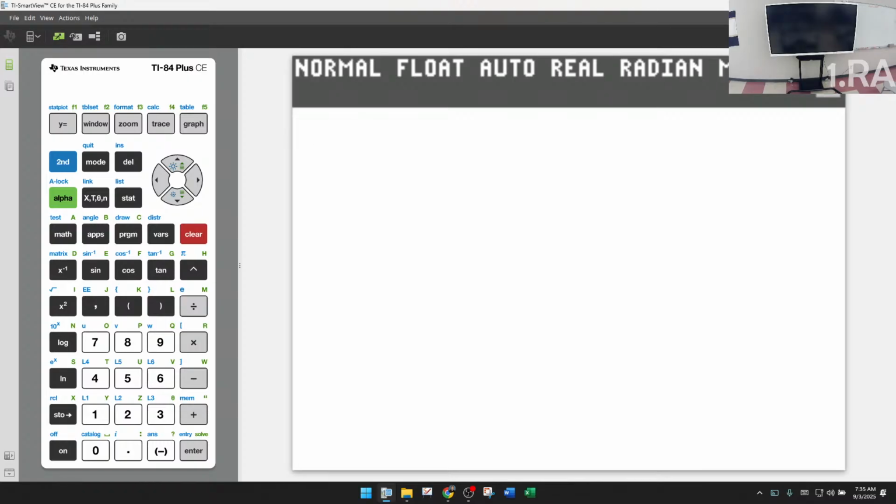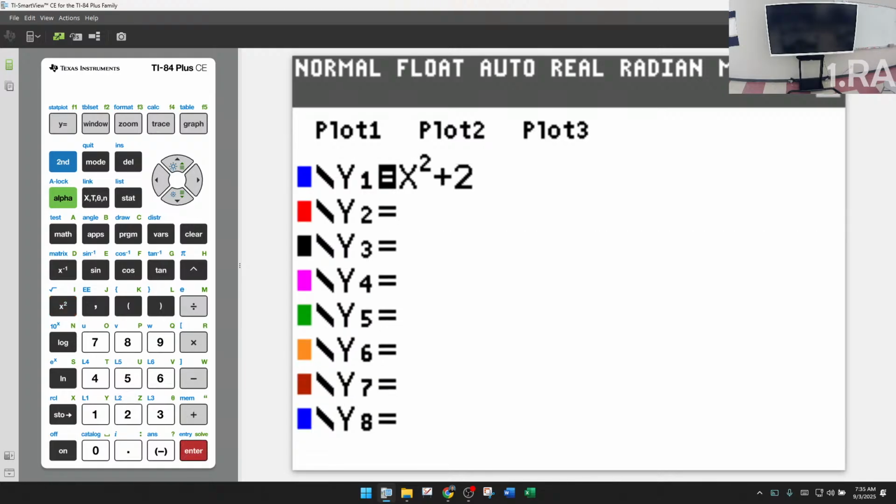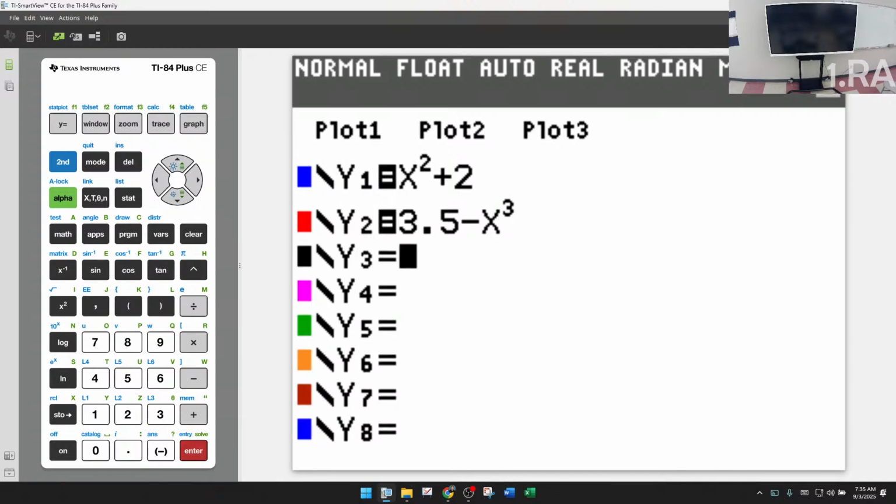All right. Find the point of intersection of those two functions. You got to know how to find point of intersections. Okay, so I'm at that middle here, number 3. So I'll put y1. I'll put that function in there, which is x squared plus 2. And then I'll put the second one in, which is 3.5 minus x cubed. Okay? And then I'm no telling what my window looks like.